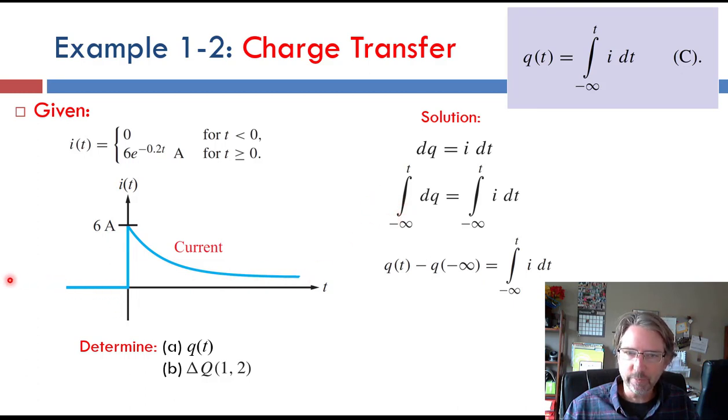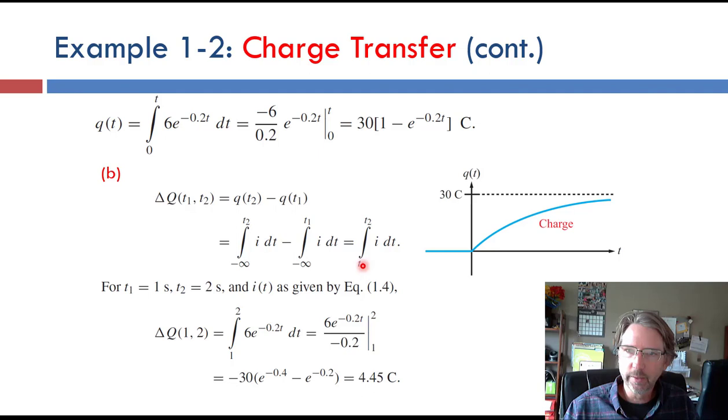So the integral from negative infinity to 0, that part goes away. And then from 0 to t, we've got our function. So we put them in there. The other thing we can find is how much charge has gone from 1 second to 2 seconds. So this example is in the book. I won't spend a lot of time on it, but it's just basically applying this equation to find the charge. And if you want to find the change in charge from 1 second to 2 seconds, you can change the limits of integration, and you'll get your number of coulombs here.